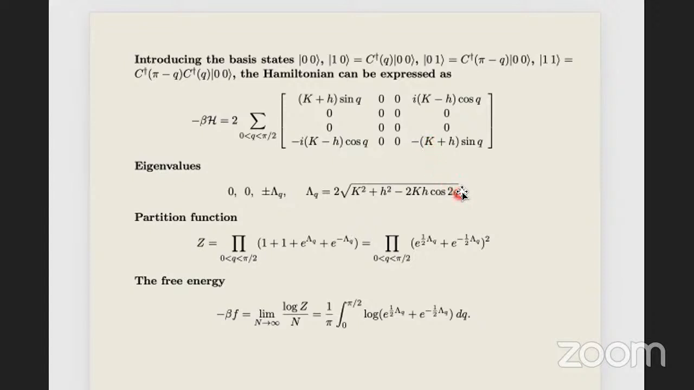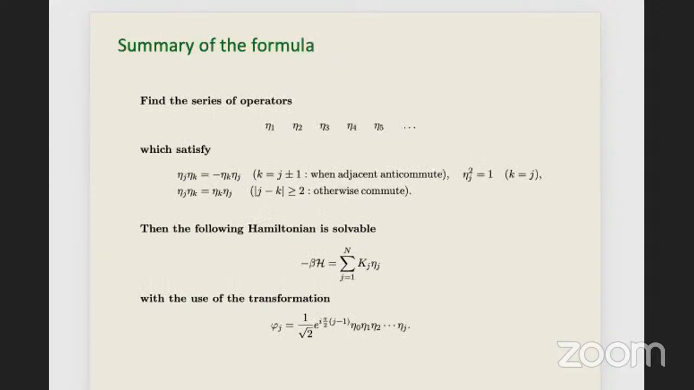So we find the eigenvalues here and can obtain the partition function here, and the free energy is written here. This is, of course, identical to the free energy of this model that we already know. So this is a summary of this formula. The first step is to find the series of operators eta that satisfy these commutation relations. They anti-commute with their adjacent operators and commute with all the other operators, and the square of each operator is unity. Then the following Hamiltonian can be diagonalized. We can diagonalize this Hamiltonian by this transformation.